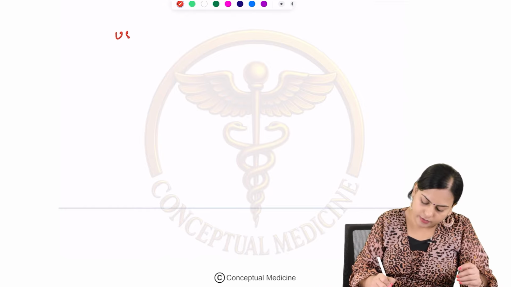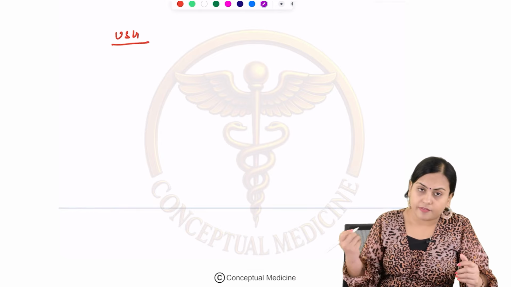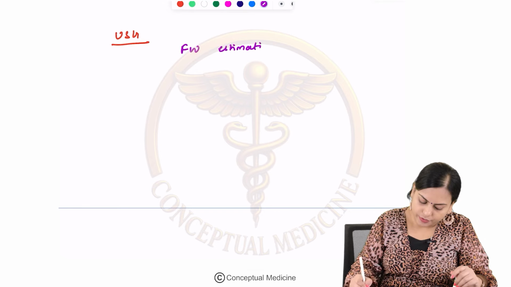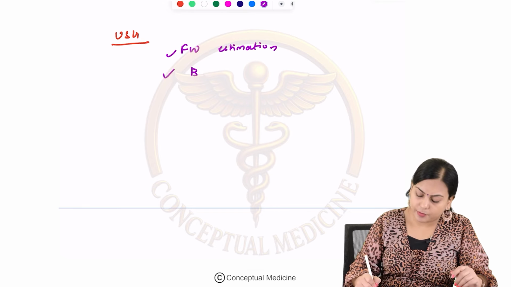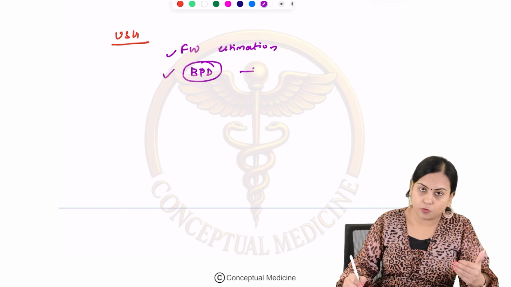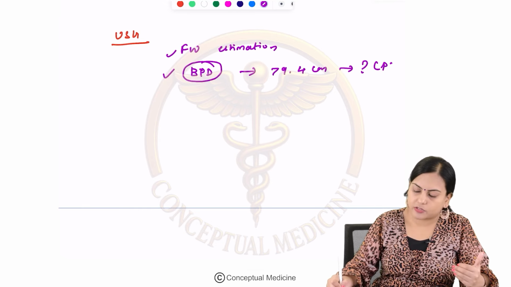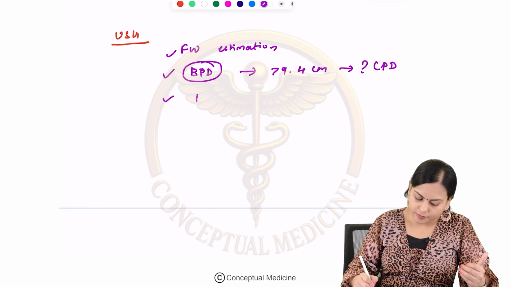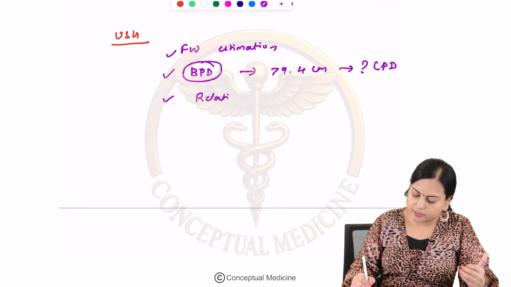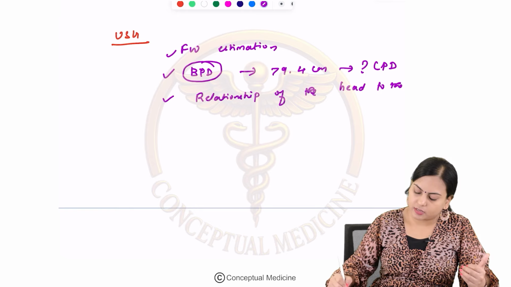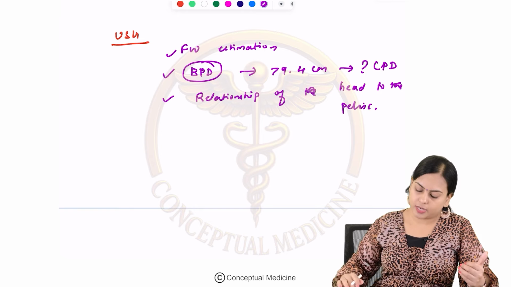So other investigations like USG can be done, where you can go for fetal weight estimation, or sometimes BPD can also be estimated, and BPD more than 9.4 centimeters can suggest there can be a chance of cephalopelvic disproportion. And then you have to see the relationship of the head to the pelvis also. Clear? So all these things you have to remember.